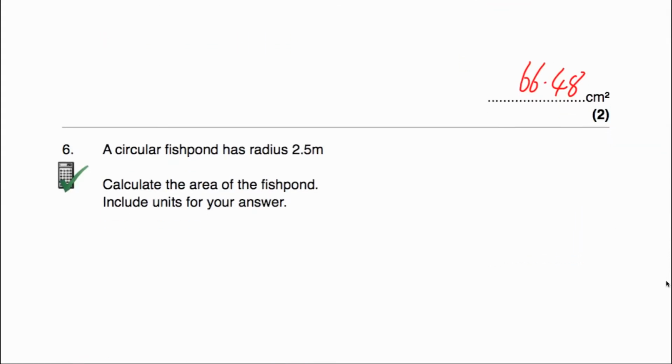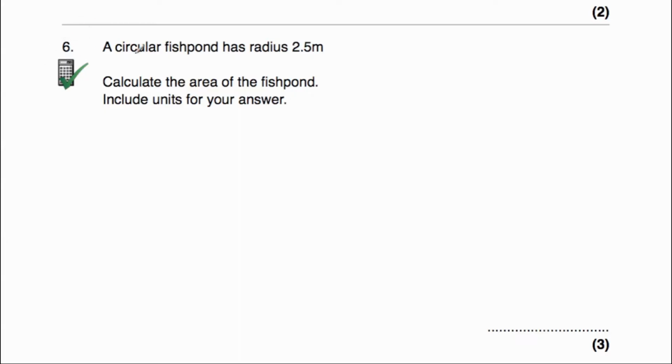Okay, question number 6. So question number 6 reads, a circular fish pond has a radius of 2.5 meters. So we've got a circle and the radius halfway across it is 2.5 meters. We've been asked to find the area of the fish pond and to include our units. So the area of a circle is given by the formula pi r squared. So it's going to be pi times the radius, which is 2.5 squared.